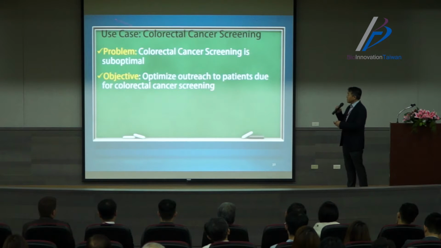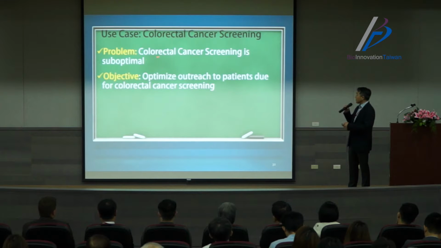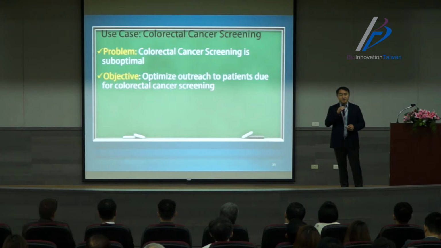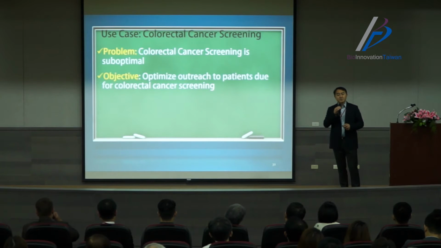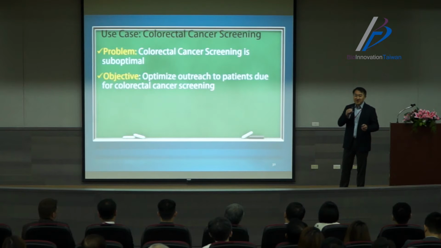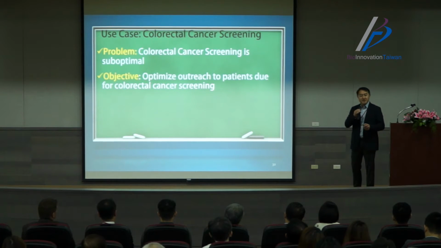So the use case I'll use for Top Care is that colorectal cancer screening is suboptimal, okay? And we want to optimize outreach to patients. And if you look at this issue, the reason it's suboptimal isn't necessarily because the test is bad, right? So colonoscopies are actually very, very good at capturing colon cancer. But the trouble is people really, really don't like getting colonoscopies, right? So nobody likes the prep, so people want to avoid it as much as possible. So you have to find a way to help people get their colonoscopy.